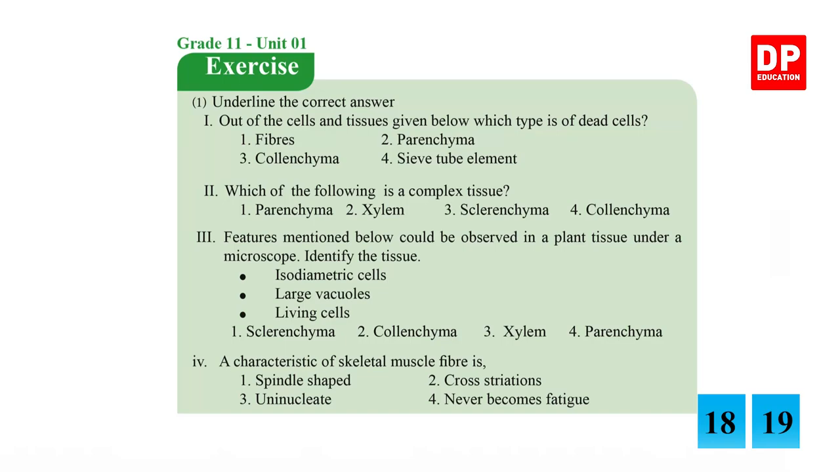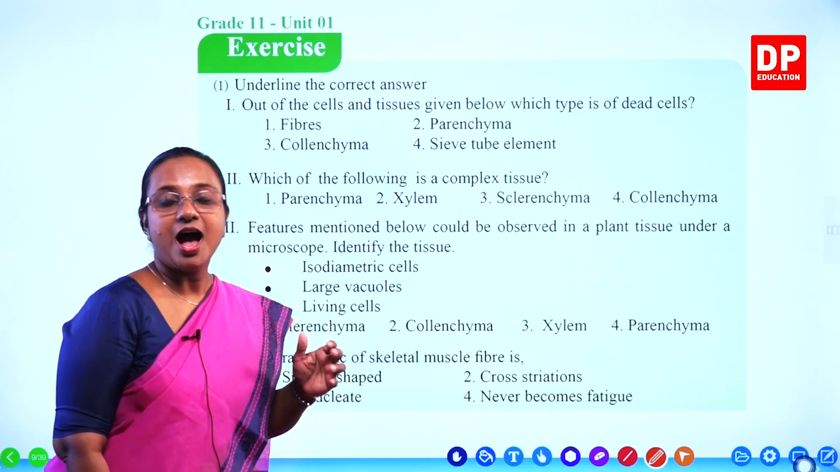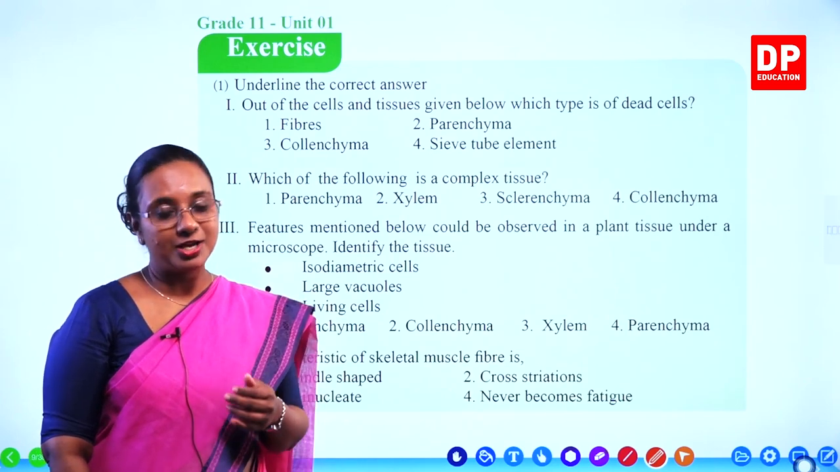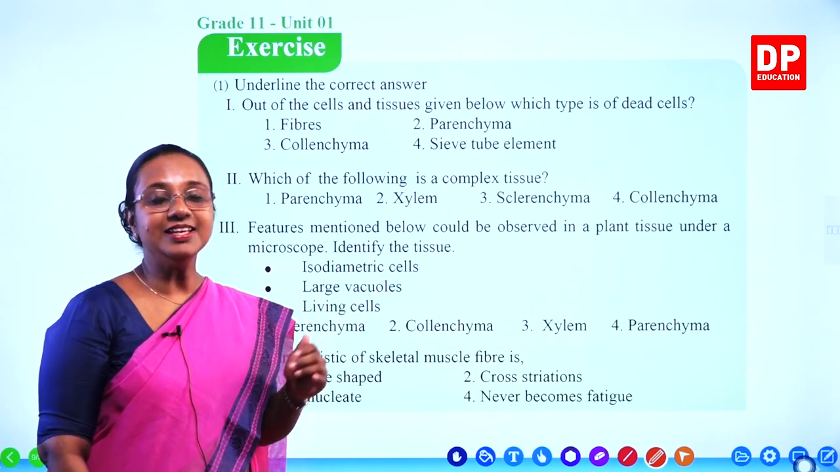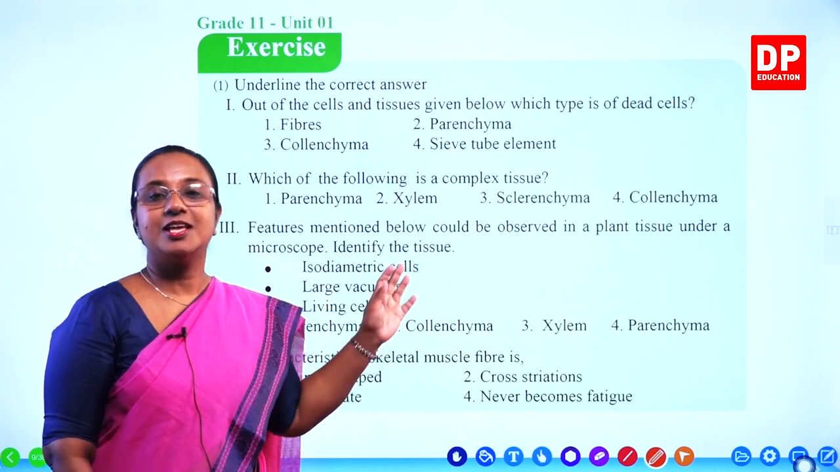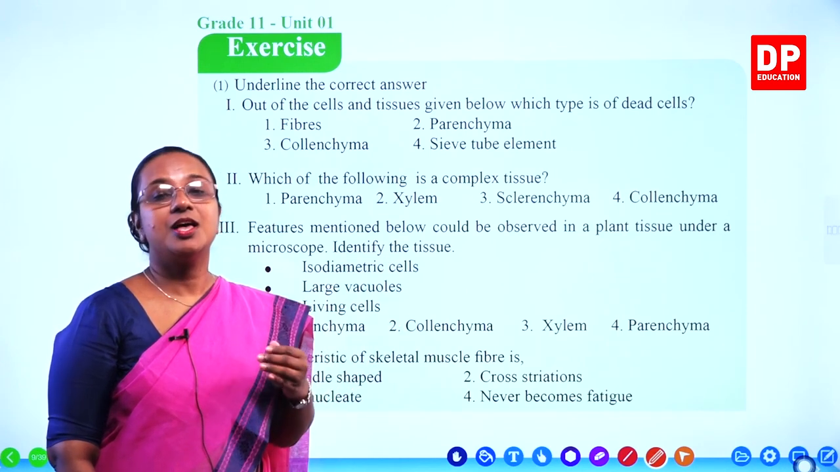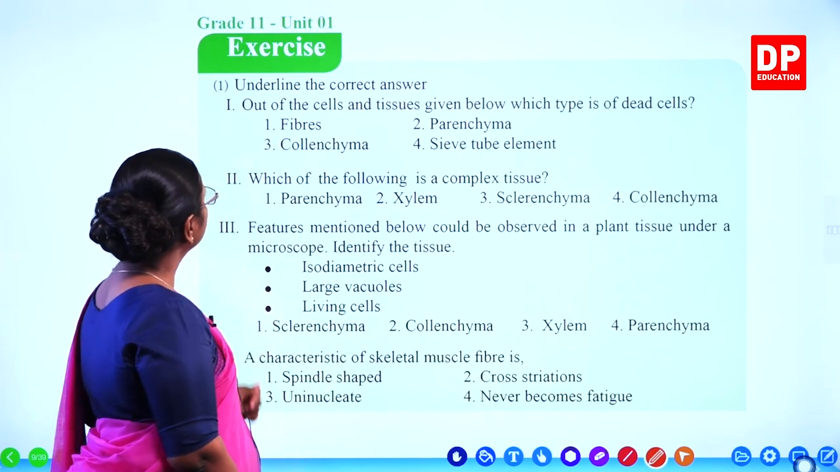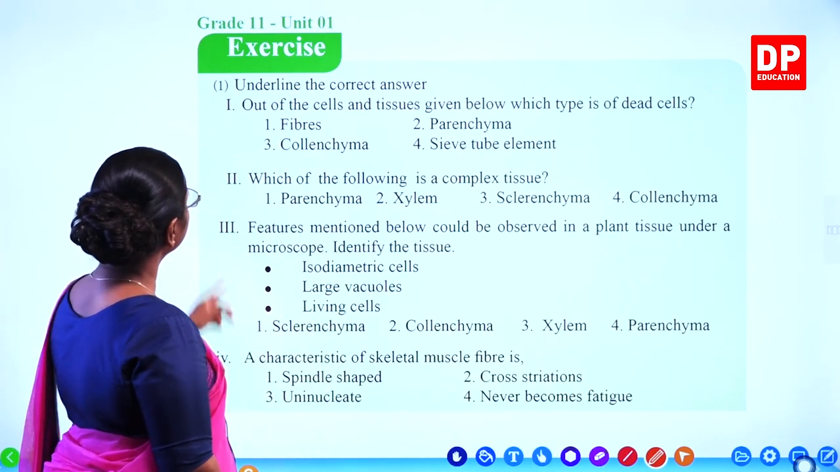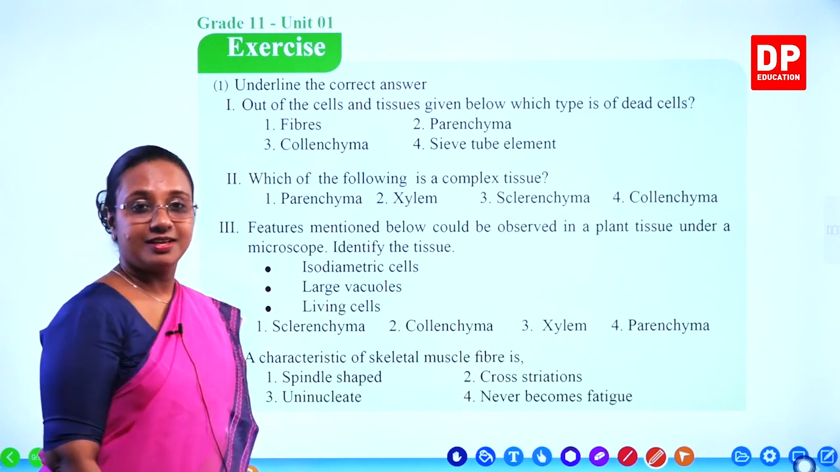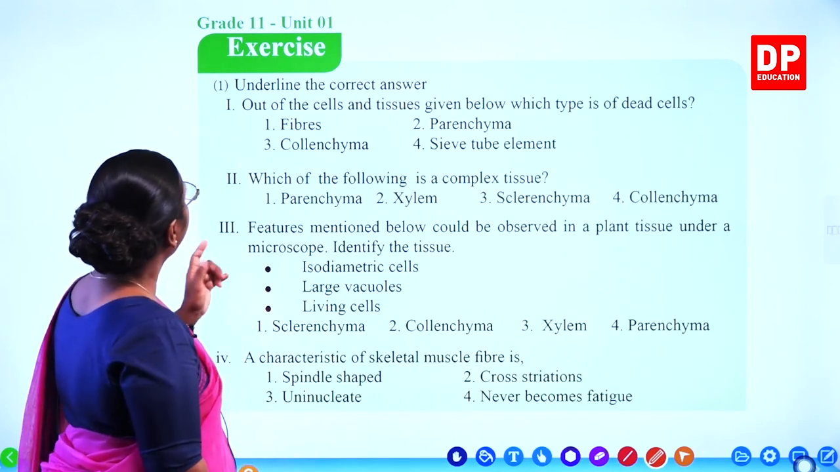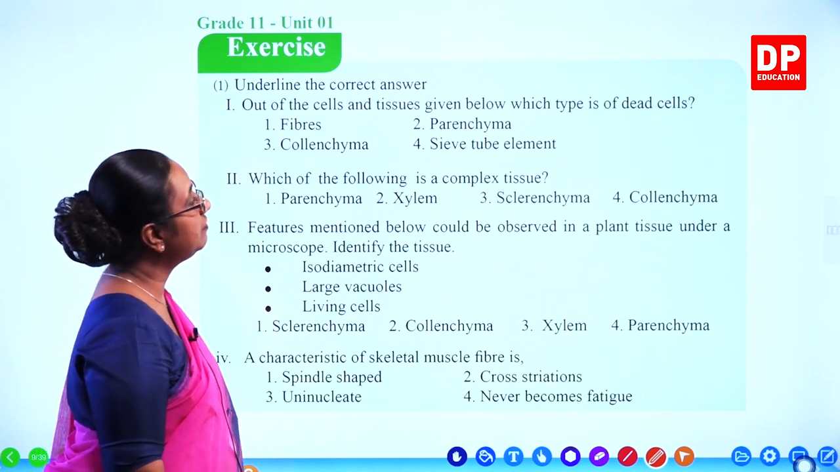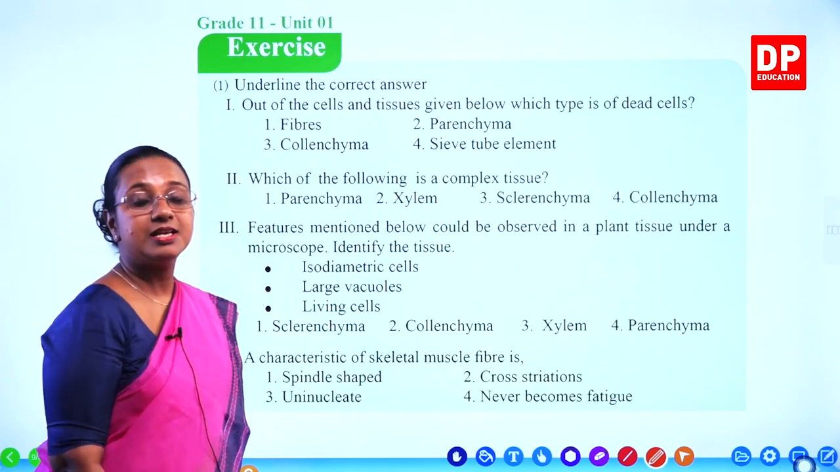The exercise in your textbook. I'm sure you will answer the questions first by yourself and then compare your answers with my answers when I discuss them. We will move on to the first type of question. Underline the correct answer. Out of the cells and tissues given below, which type is of dead cells?